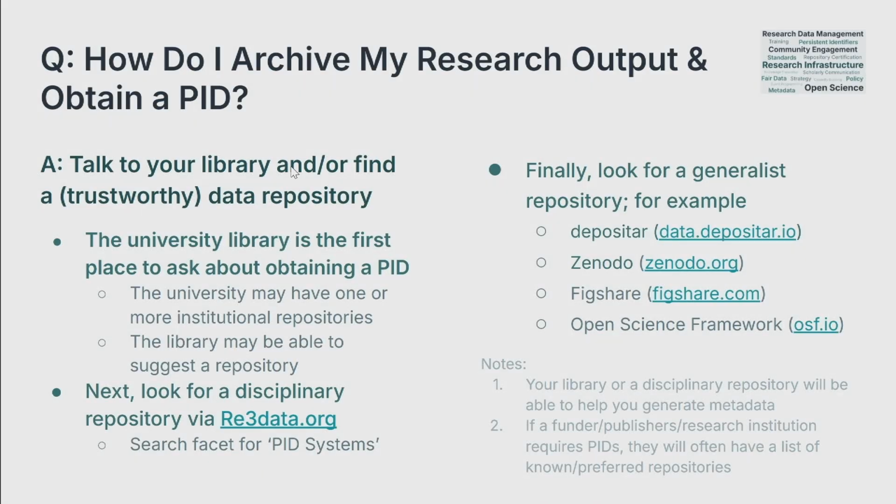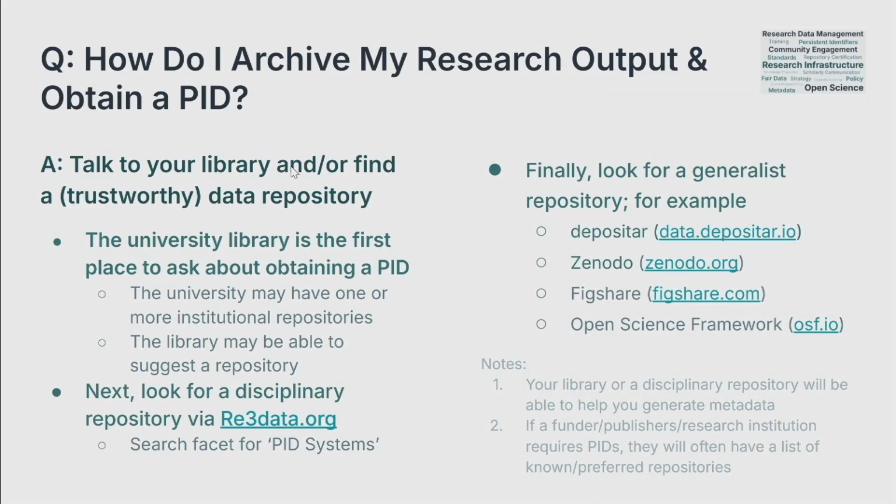How do you archive your research outputs and obtain a PID? Well, the first port of call is probably your university or institution or library. There may be one or more institutional repositories within your university which they can point you to, or they may be able to suggest a repository. Otherwise, go and look in, for example, Re3Data.